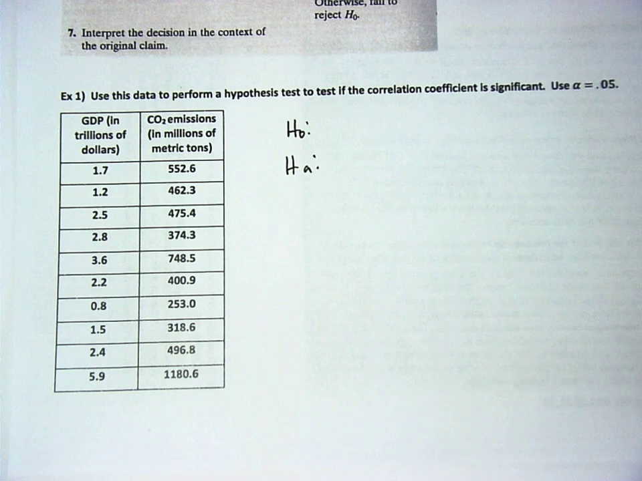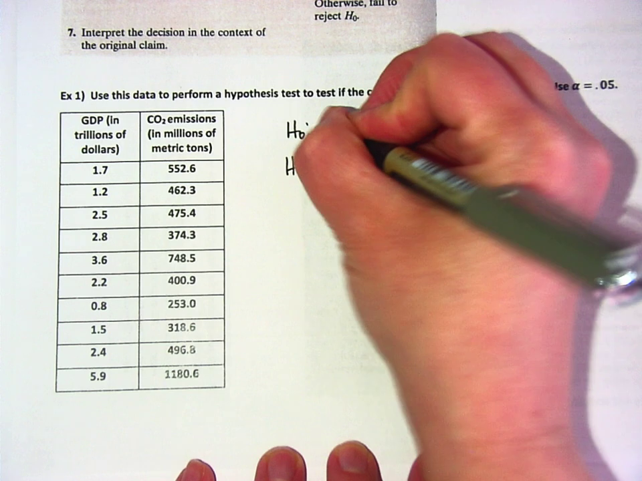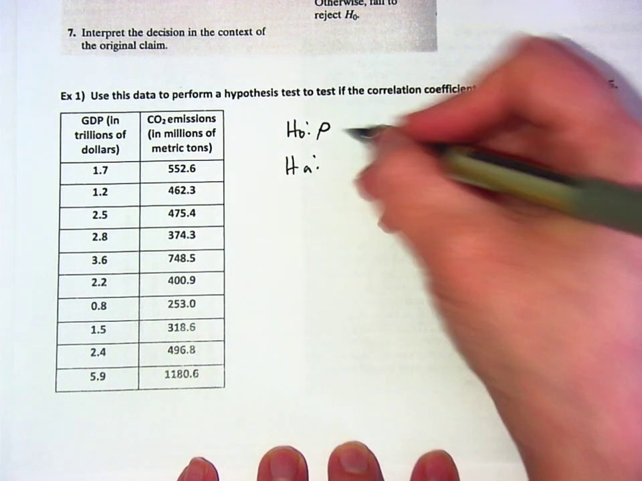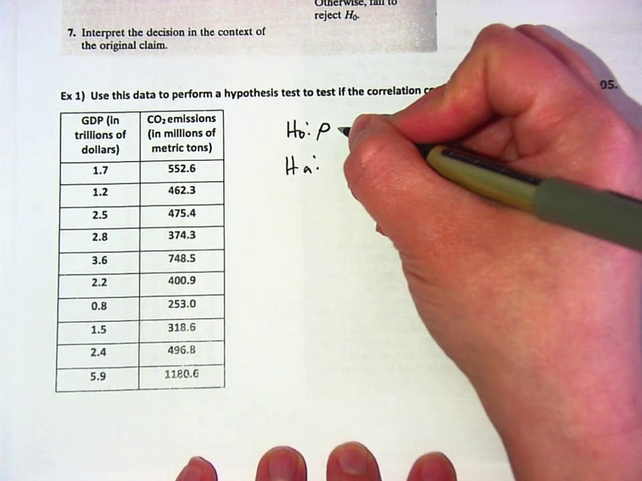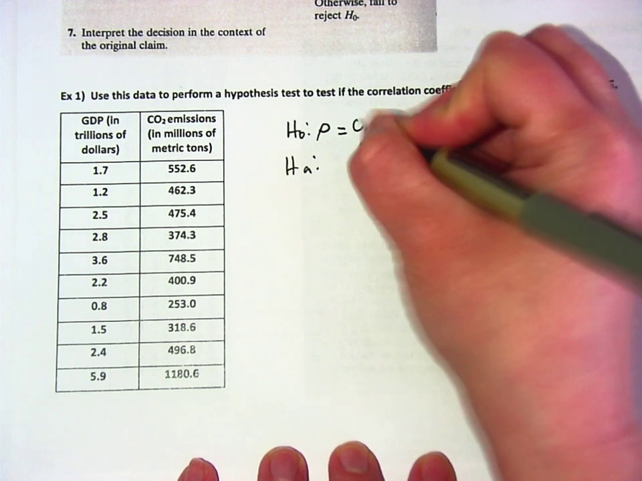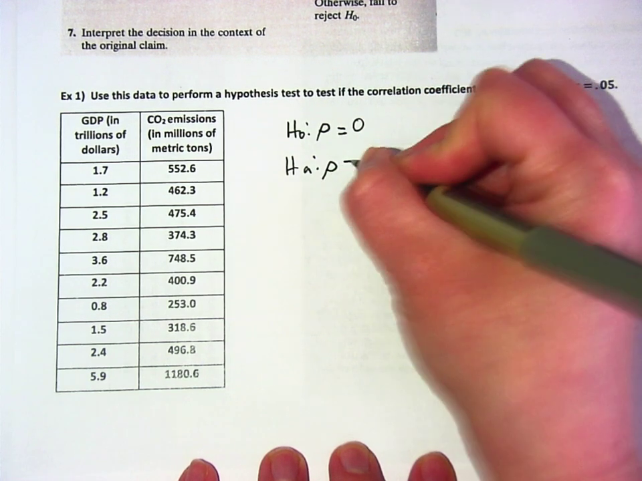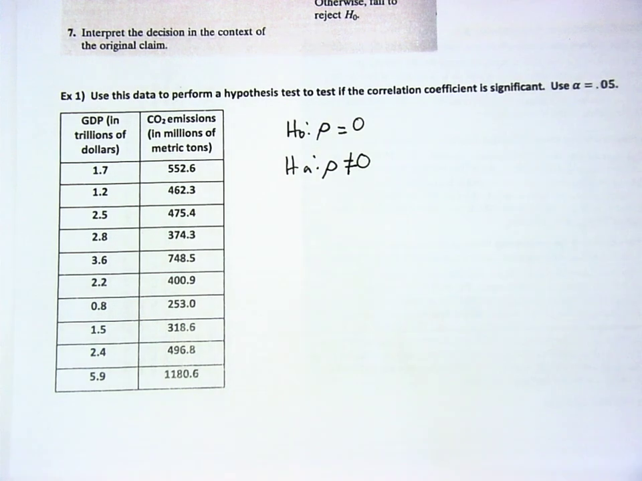All right, so let's go through and give this a try. First, we have to start with the null and alternative. Again, you're doing this kind of slanty P, this rho. The null is always going to be that it equals 0, and the alternative is going to be that it doesn't equal 0.